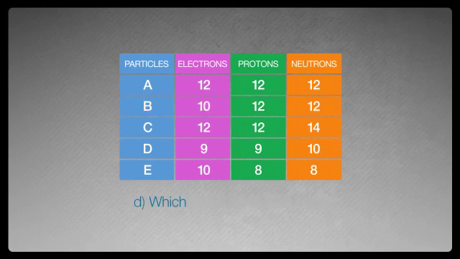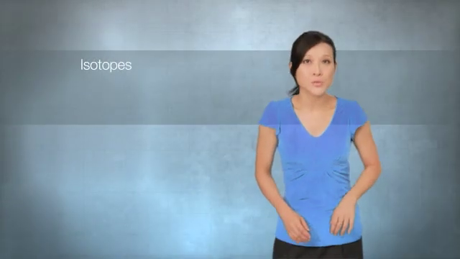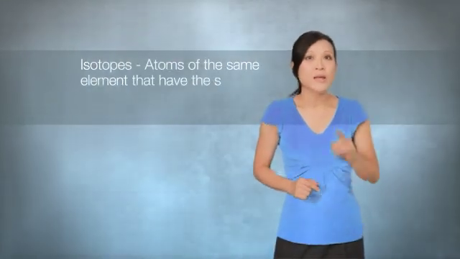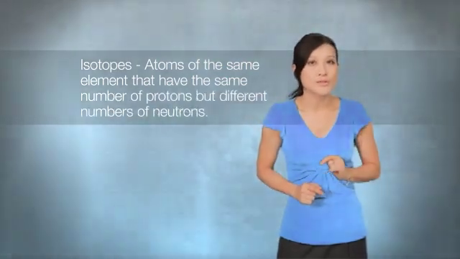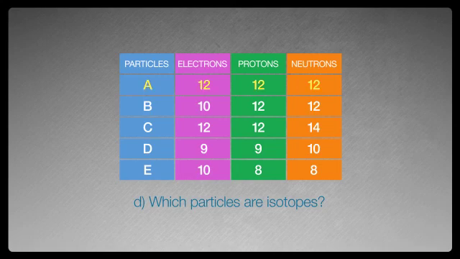Question D. Which particles are isotopes? And what are isotopes? Atoms of the same element that have the same number of protons but different number of neutrons. So particle A and C is your answer.